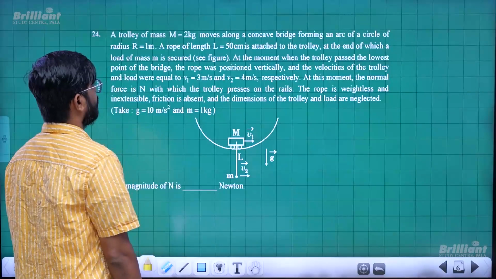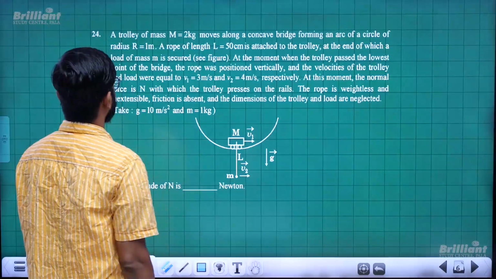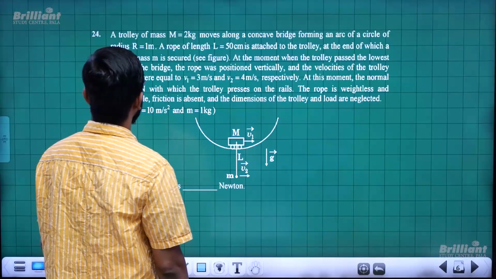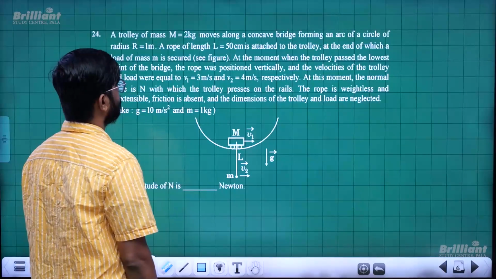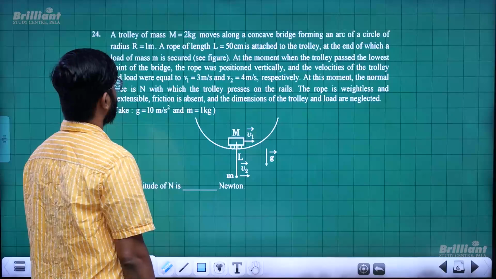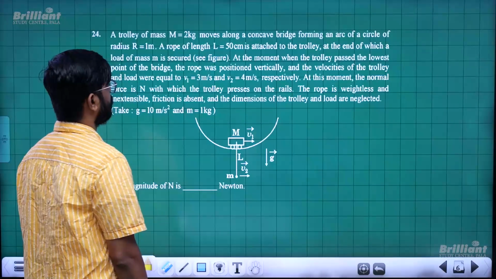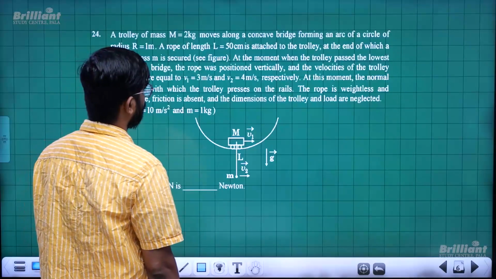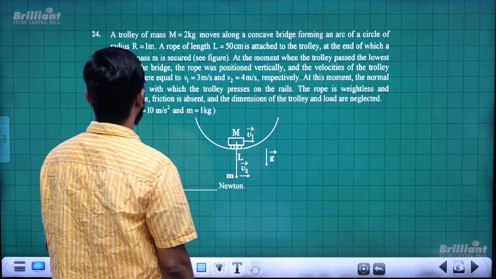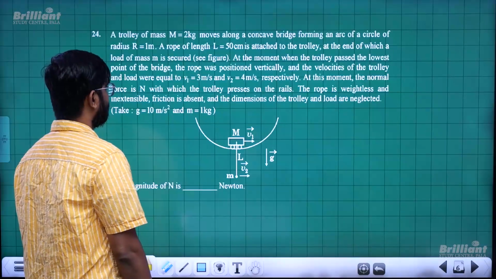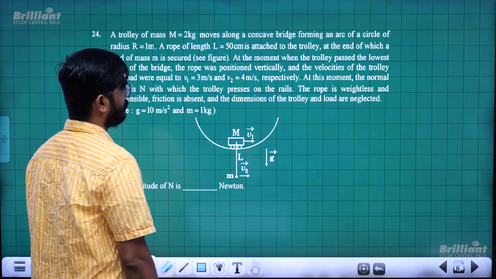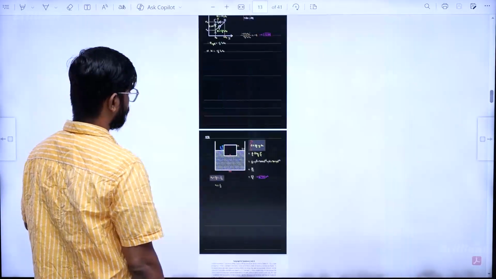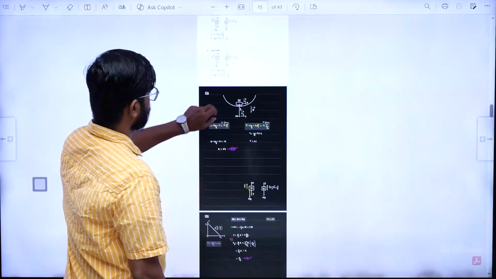A trolley of mass 2 kg moves along a concave bridge forming an arc of circle of radius 1 meter. A rope of length 50 cm is attached to the trolley, at the end of which a load of mass m is secured. At the moment when the trolley passed the lowest point of the bridge, the rope was positioned vertically and the velocities of the trolley and the load are equal to 3 and 4. At this moment, the normal force is N, with which the trolley presses the rails. The rope is weightless.